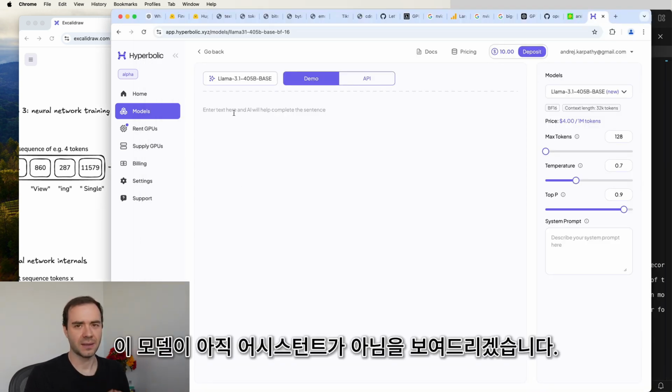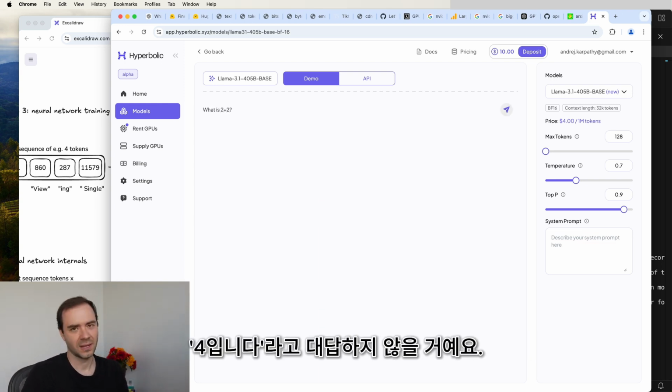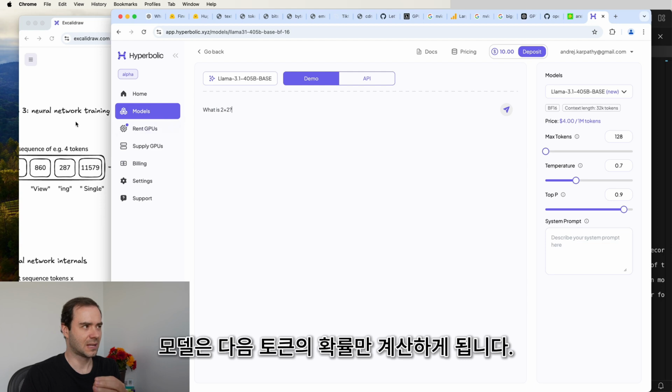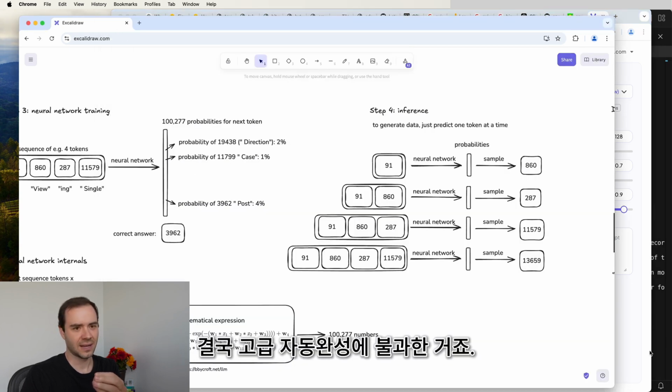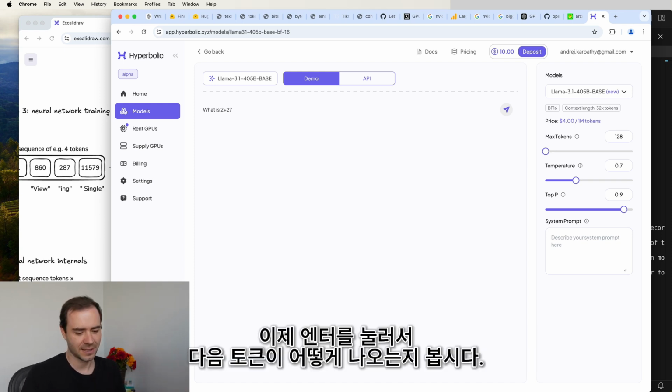I want to first show you that this model here is not yet an assistant. You can't, for example, ask it, what is 2 plus 2? It's not going to tell you, oh, it's 4, what else can I help you with? It's not going to do that. Because what is 2 plus 2 is going to be tokenized, and then those tokens just act as a prefix. And then what the model is going to do now is just get the probability for the next token, and it's just a glorified autocomplete. It's a very, very expensive autocomplete of what comes next, depending on the statistics of what it saw in its training documents, which are basically web pages. So let's just hit enter to see what tokens it comes up with as a continuation.